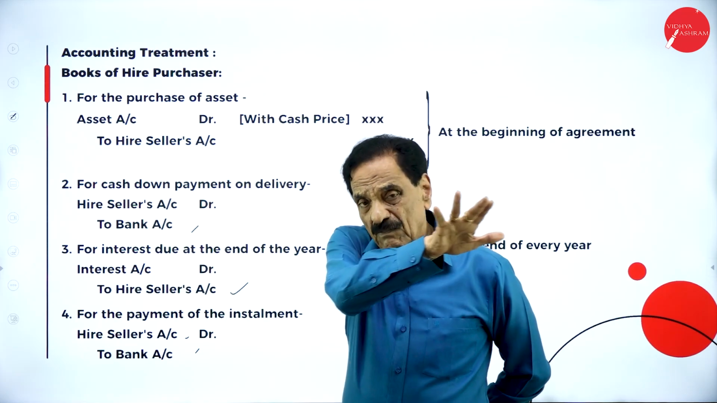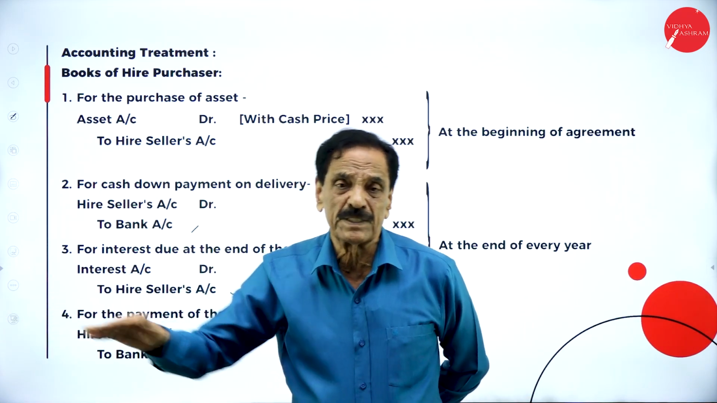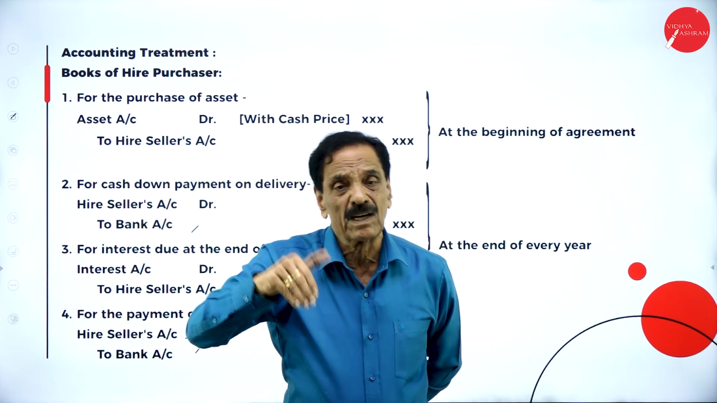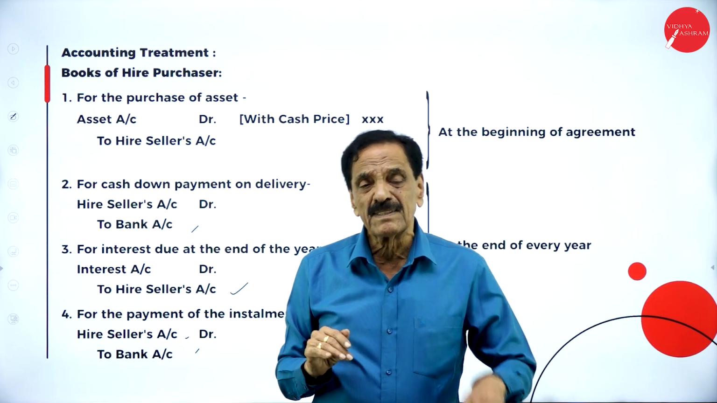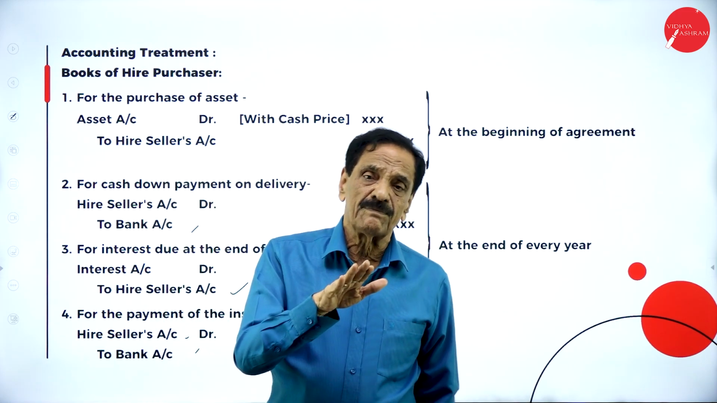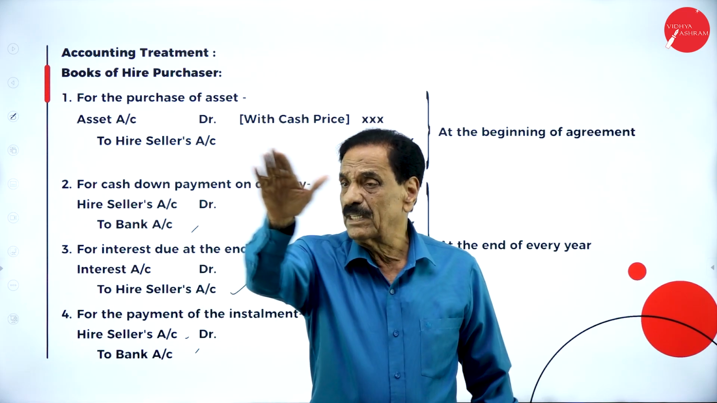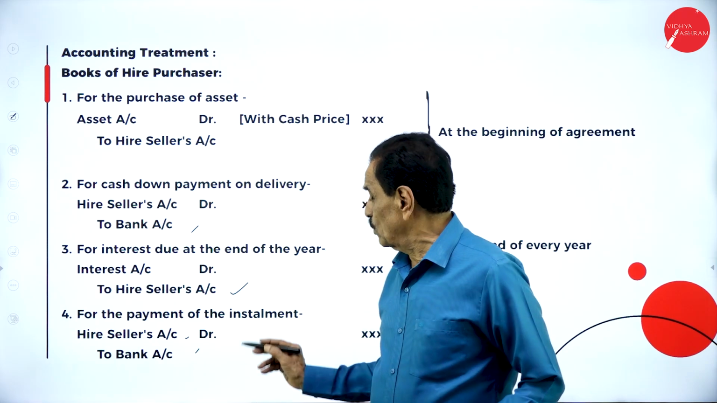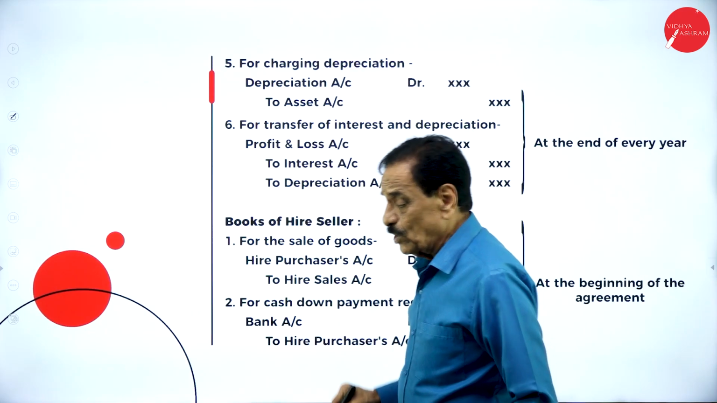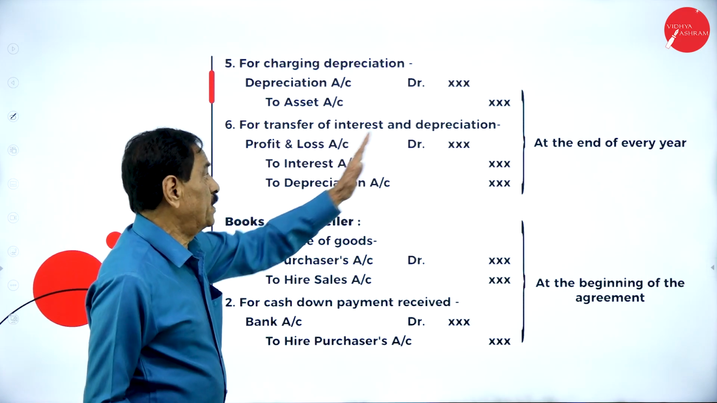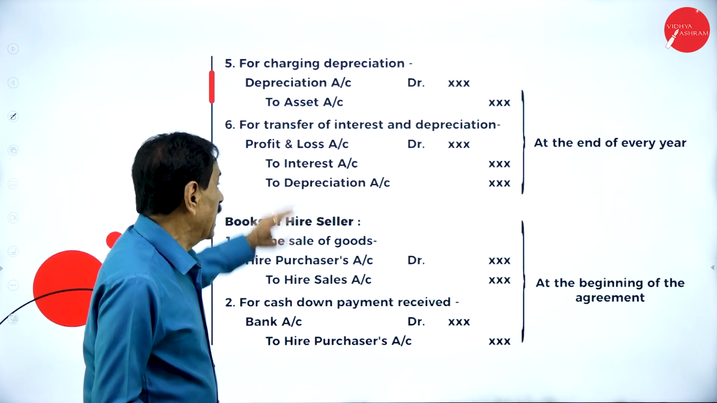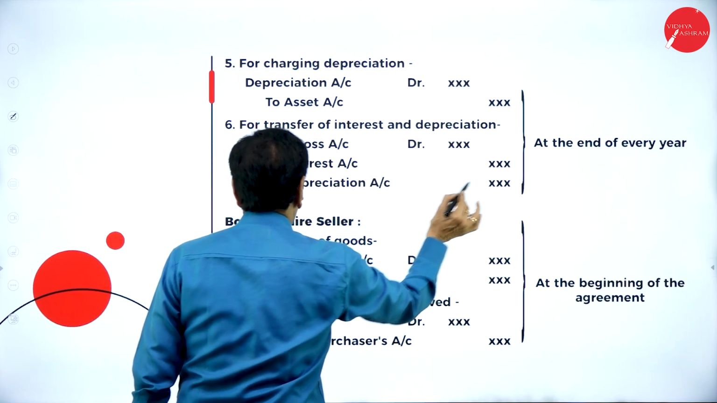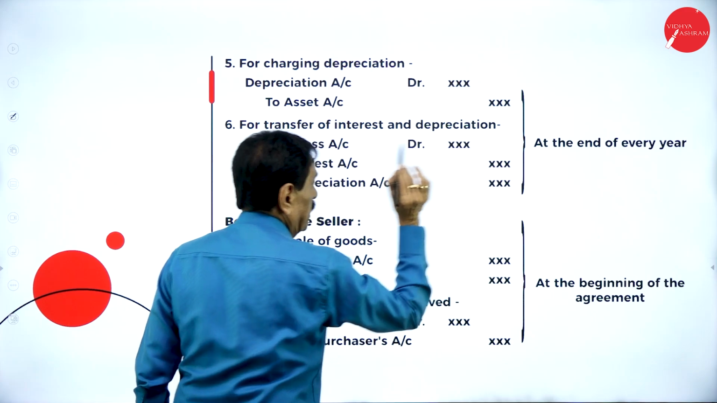So first, for the total cost price, whatever asset you purchase, asset account debit to hire seller account. For the down payment, hire seller account debit to bank account. These two entries will be passed at the beginning of the year. Then at the end of the year, start with the interest account debit to hire seller account. Then they pay that installment, hire seller account debit to bank account. Then depreciation charge on the asset, depreciation account debit to asset account. Then both the interest and depreciation are transferred to profit and loss account: profit and loss account debit to interest account and depreciation account.